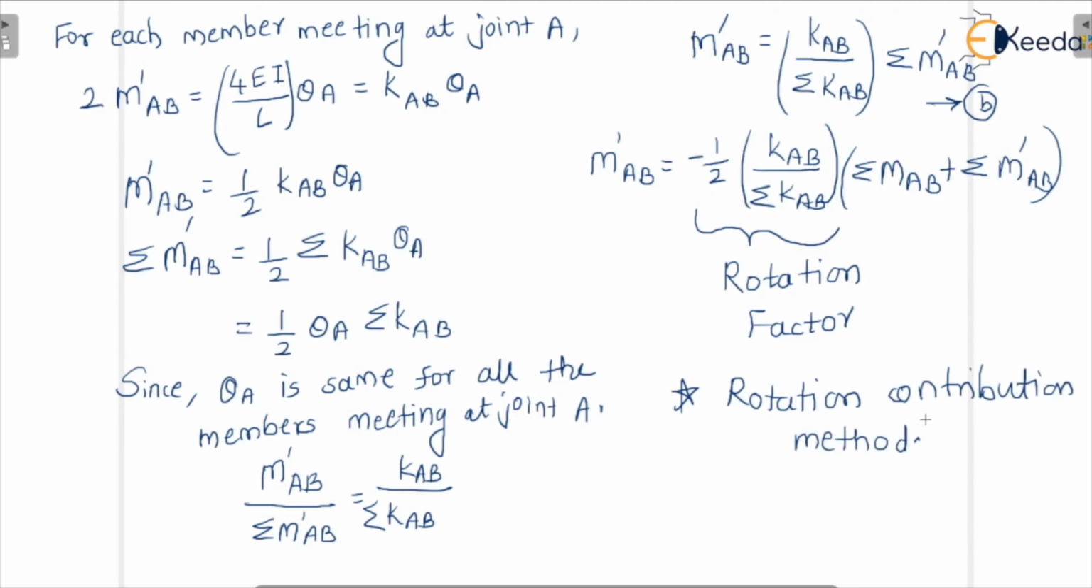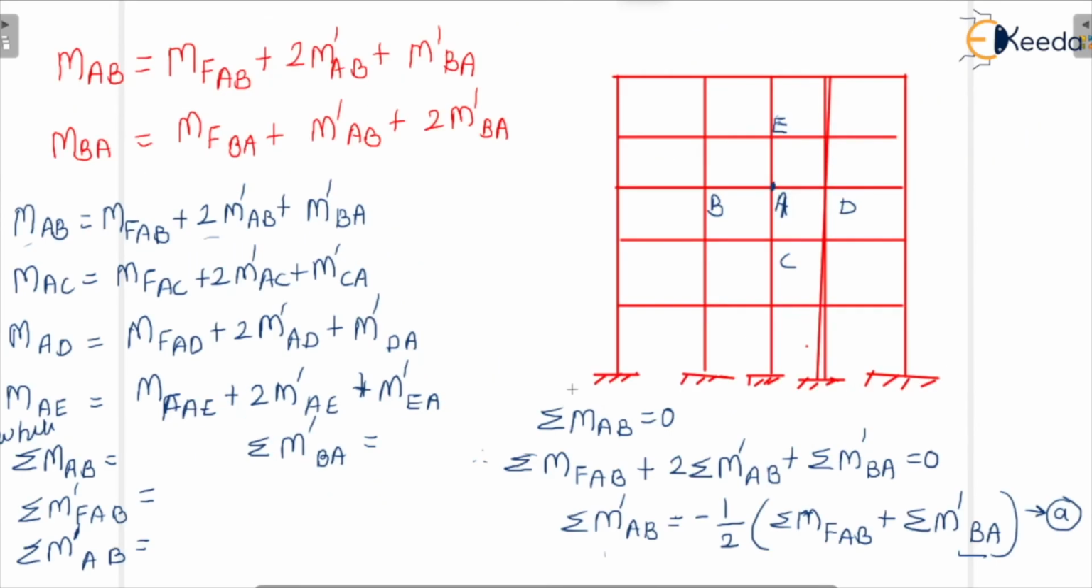So in any given problem, the fixed end moments at all the joints can be found. Hence, at any joint, the summation of MF of AB can be found.